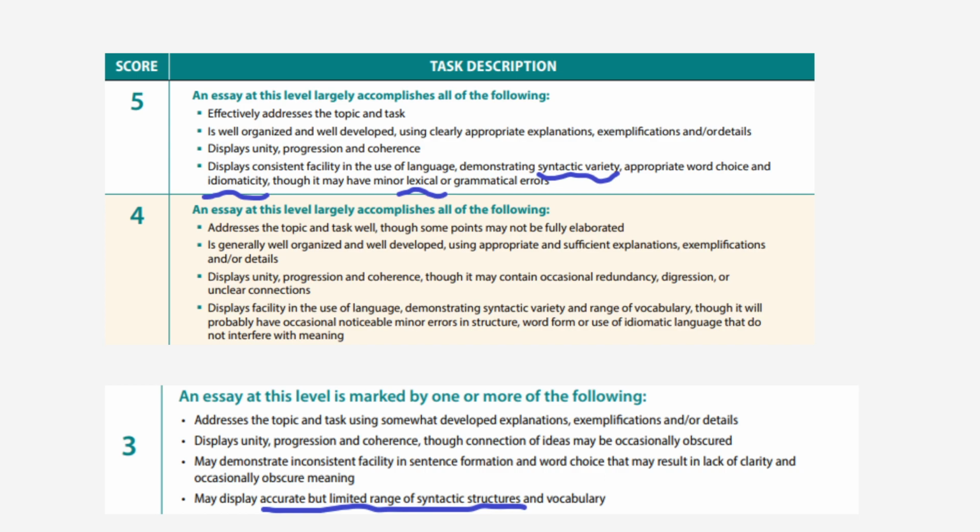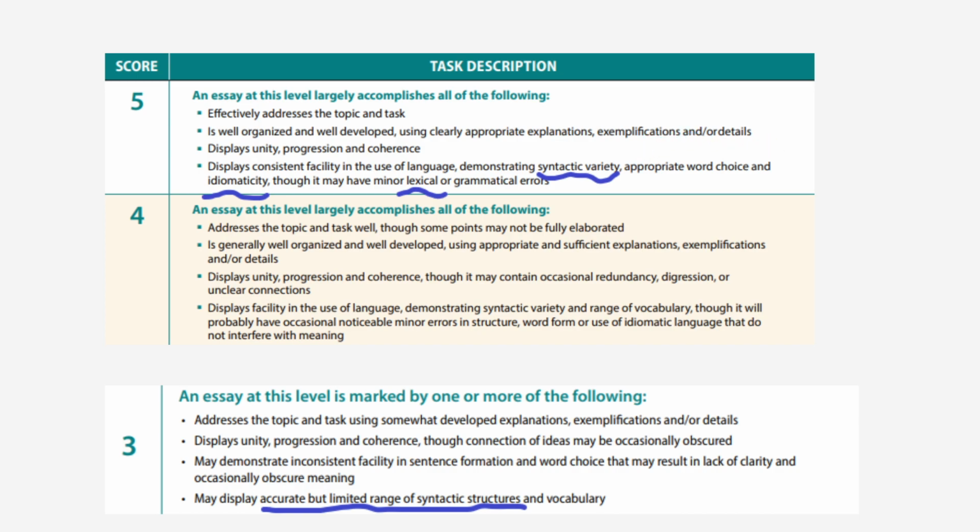Let's focus, of course, on a score of 5. What constitutes a perfect essay? Most of this is pretty easy to understand, right? Effectively addresses the topic and task. Okay, so I get that. The essay needs to be on topic. It needs to actually address the question that has been asked. It needs to be well organized and well developed with explanations and details. Okay, I get that too, yeah?